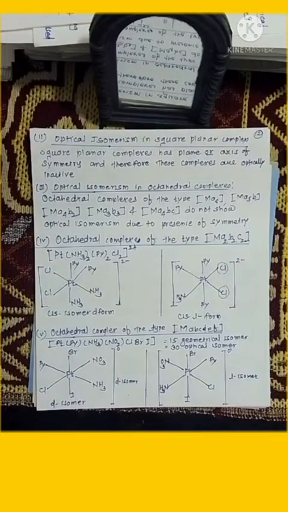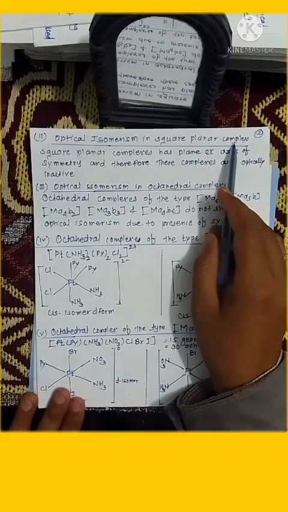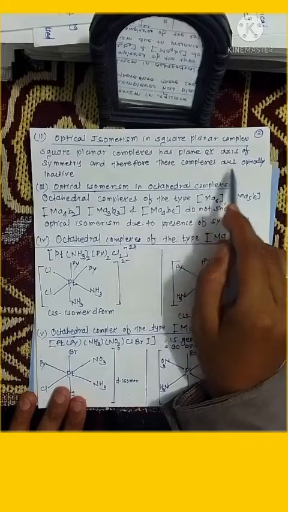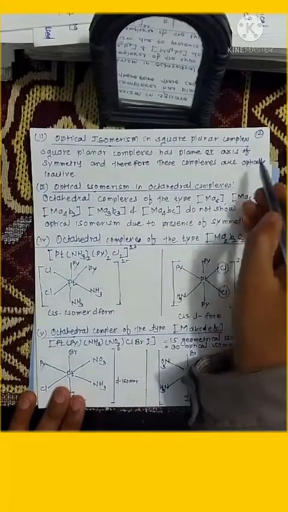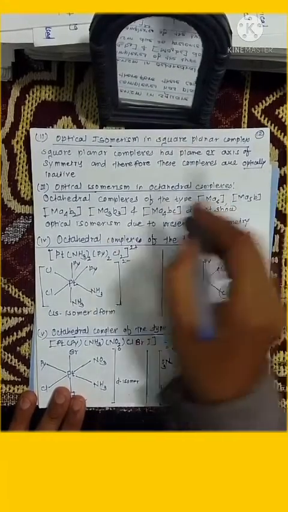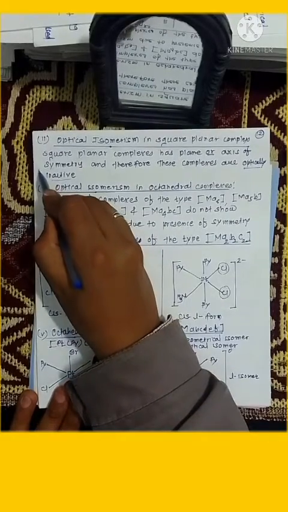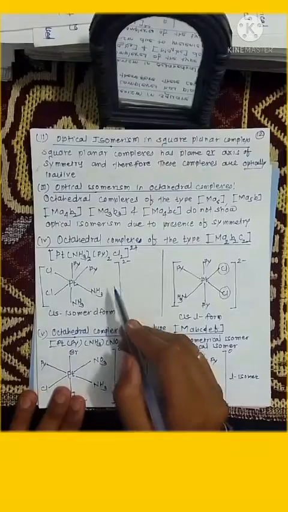Optical isomerism in square planar complexes. As we know, square planar complexes possess a plane of symmetry or axis of symmetry. That's why these complexes are optically inactive. It is important. It is asked as a short question of 1 mark in the exam.